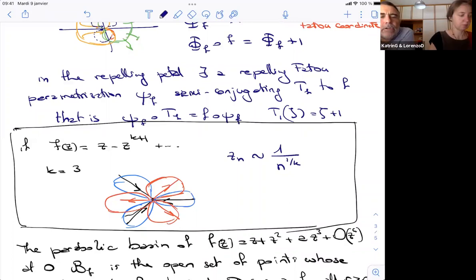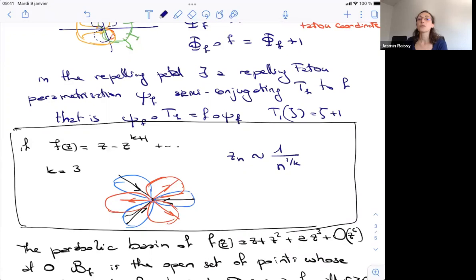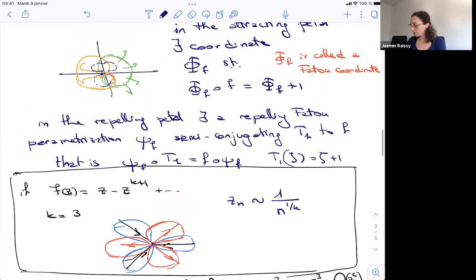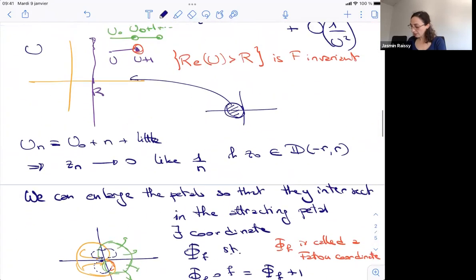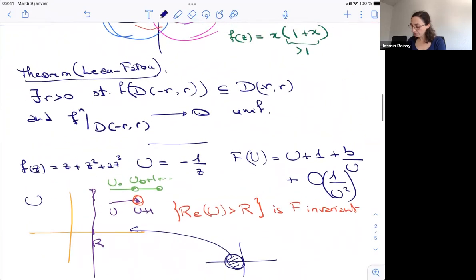I have another question, sorry. Is the proof of this just calculation, or do you need to use something extra clever? No, it's not extra clever. For the proof of the Leau-Fatou flower theorem, you just need to know some complex analysis and to do estimates.